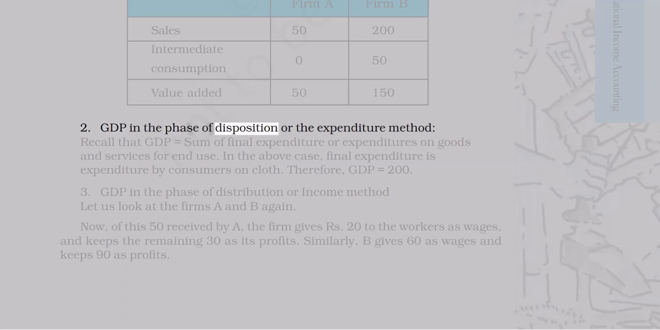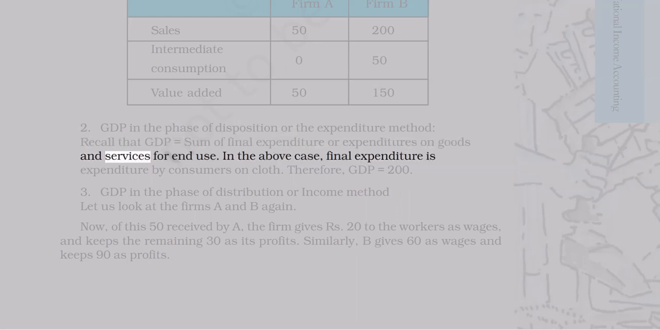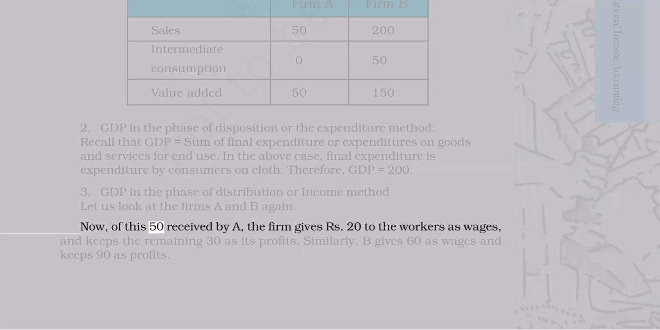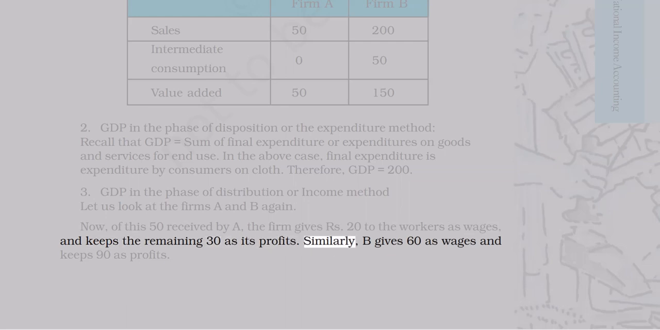2. GDP in the phase of disposition, or the expenditure method. Recall that GDP equals the sum of final expenditure, or expenditures on goods and services for end use. In the above case, final expenditure is expenditure by consumers on cloth. Therefore, GDP equals 200. 3. GDP in the phase of distribution, or income method. Let us look at the firms A and B again. Now, of this 50 received by A, the firm gives 20 rupees to the workers as wages, and keeps the remaining 30 as its profits. Similarly, B gives 60 as wages and keeps 90 as profits.